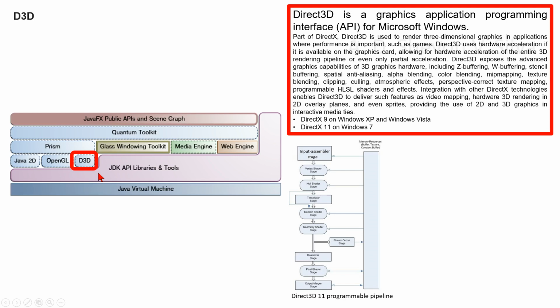Here you can see the Direct 3D 11 programmable pipeline. The Direct 3D 11 programmable pipeline is designed for generating graphics for real-time gaming applications. This diagram shows the data flow from input to output through each of the programming stages.